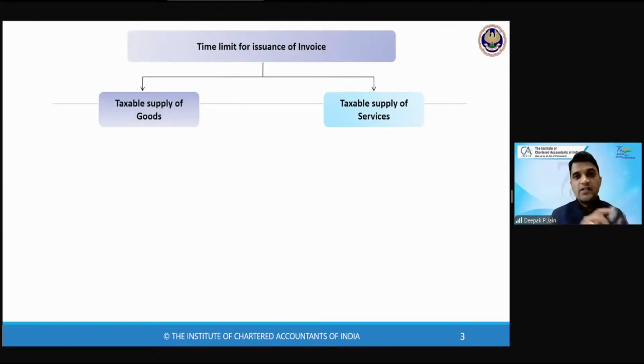We know when we should raise an invoice, right? We have seen this in the time of supply.